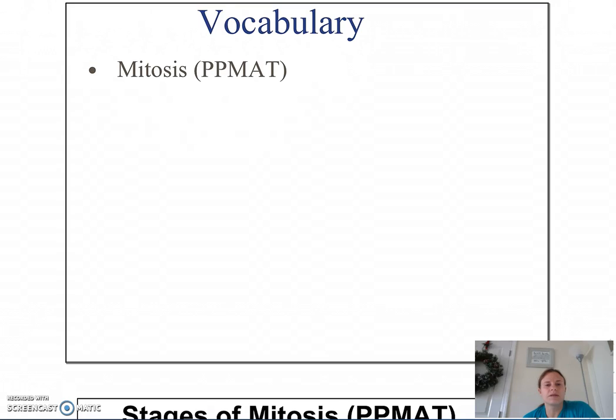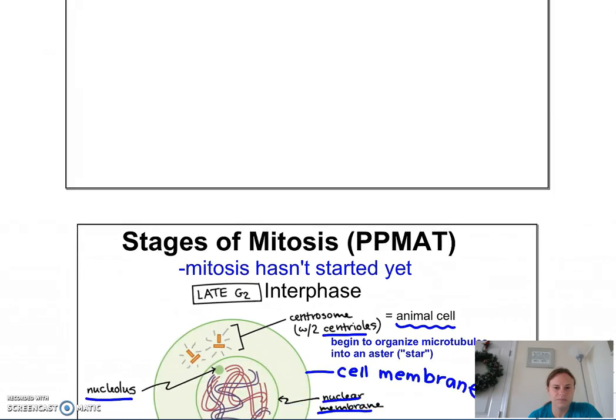So today's vocabulary is mitosis, and you must understand the 5 phases of mitosis and what occurs during each phase by the end of this video. PMAT is the acronym that we use to remember the 5 stages of mitosis: prophase, prometaphase, metaphase, anaphase, and telophase. And remember that interphase is occurring before mitosis occurs, and then cytokinesis happens once these 5 stages are done.